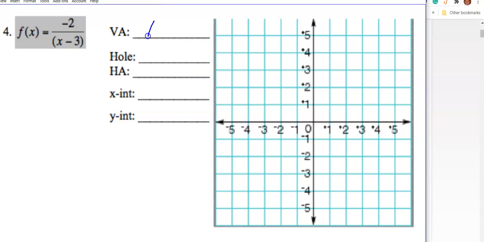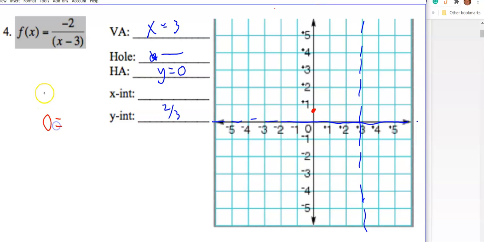This one looks like it does have a vertical asymptote at x equals 3. Horizontal asymptote, there is no hole. Nothing cancels. Y equals 0 because it is top heavy, bottom heavy. Looks like this. Plug in 0 for x, so I'll give you y-intercept of 2/3. Okay, somewhere right around there. And x-intercept would be 0 equals for y. Negative 2 is the numerator. That's not true, so there's no x-intercept.